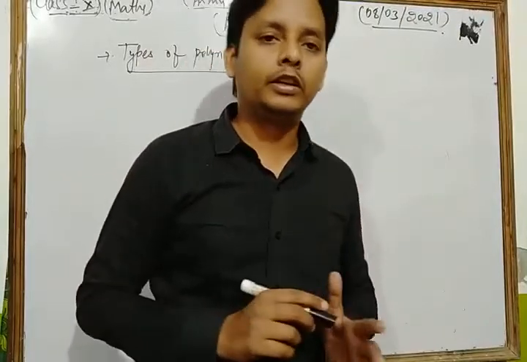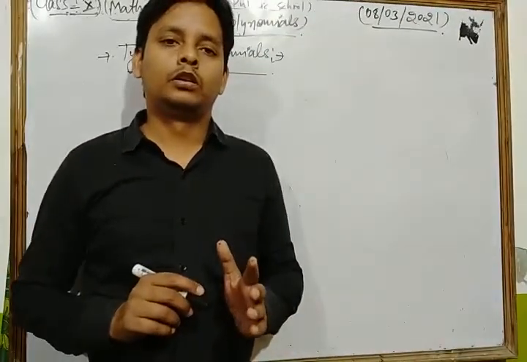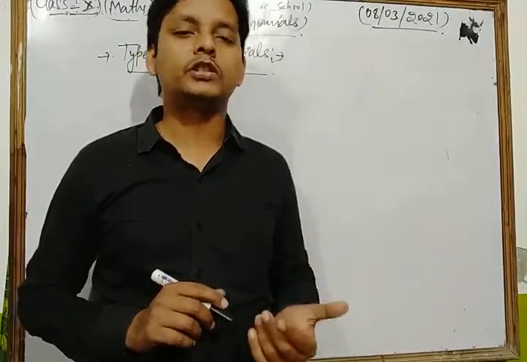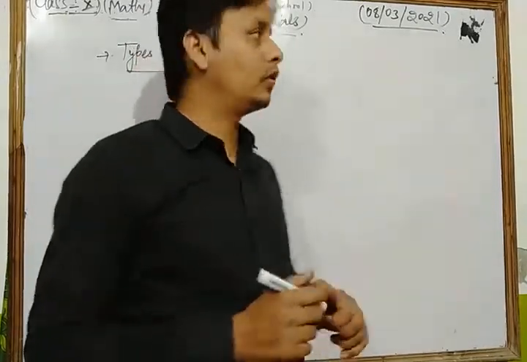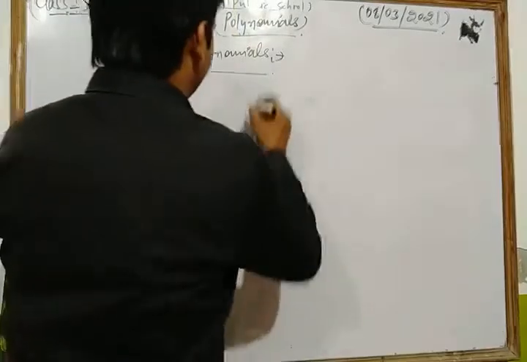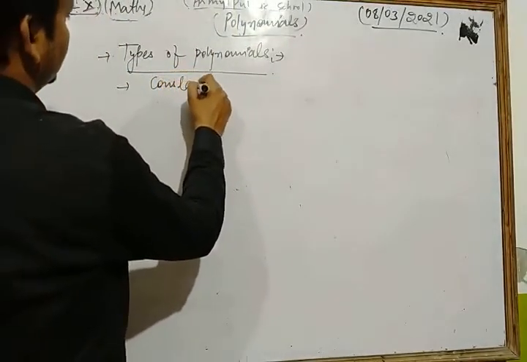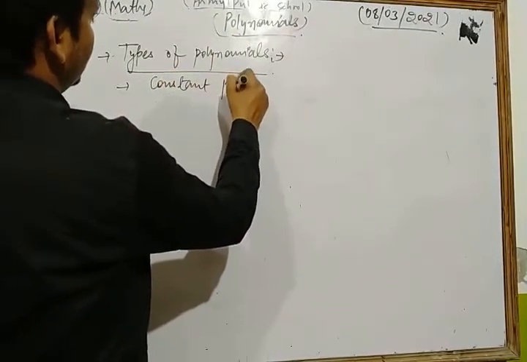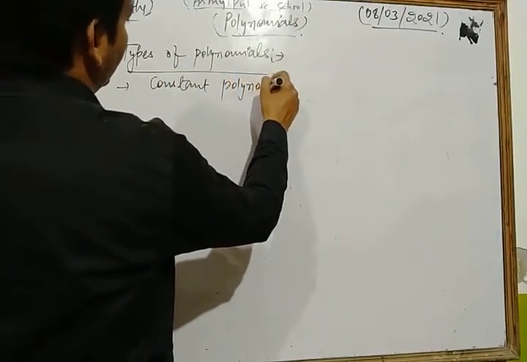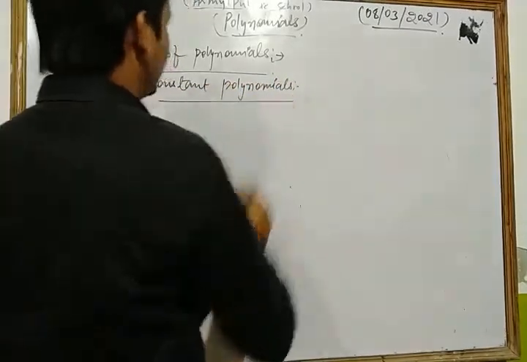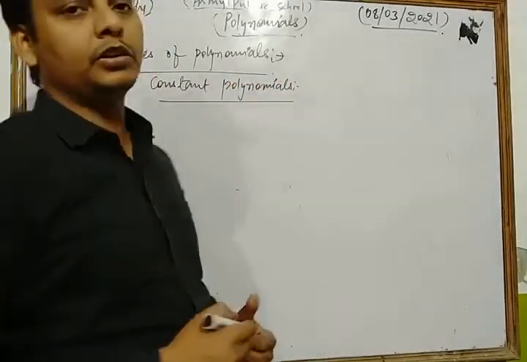These are some important types of polynomial involved in your chapter. So first of all, let's see the types of polynomial. What is the first type? Constant polynomial. This is a very important type of polynomial, dear students.